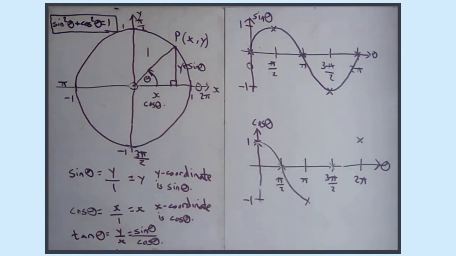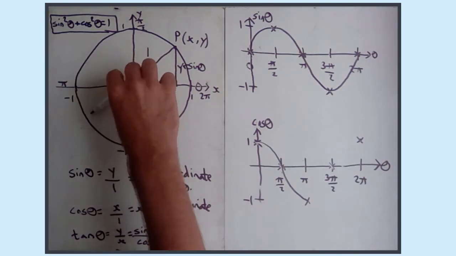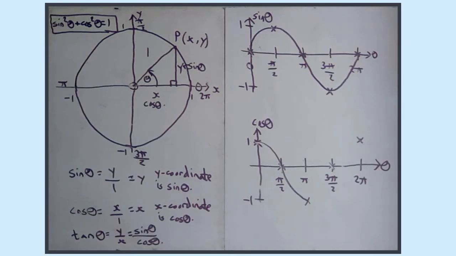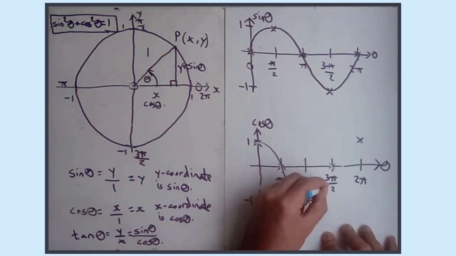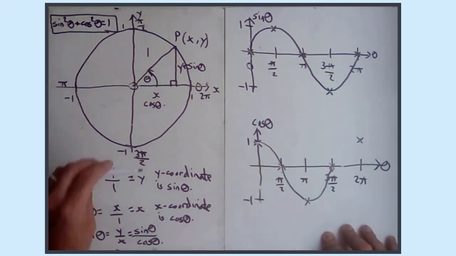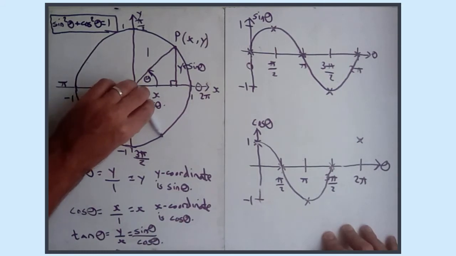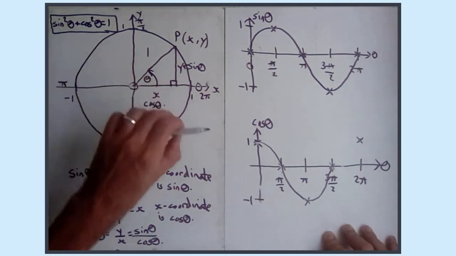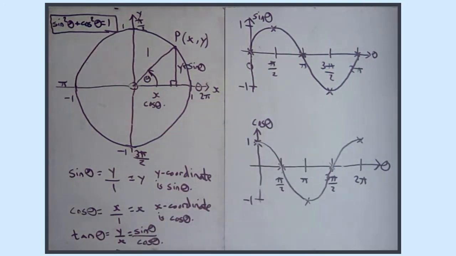From pi to 3 pi by 2, it's going to increase not much and then more. So it's going to start off shallow and then go steep. And then for the final part of the journey, you get a lot of horizontal change as we're spinning around, and then less. So it's going to go steep and then shallow. So that is the graph of cosine theta, for theta between 0 and 2 pi.